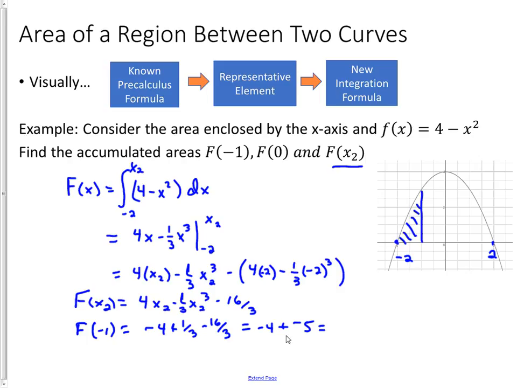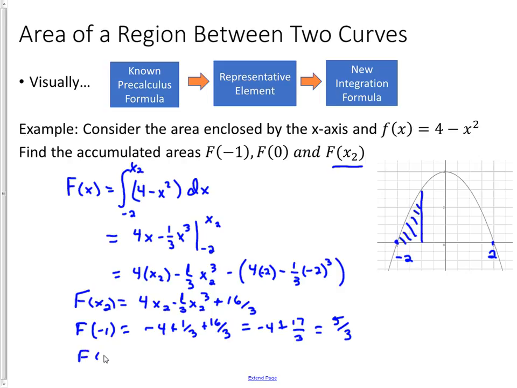Does that work? Minus negative, that should be plus, right? Plus 16/3, my error. So this is going to become plus, in this case, plus 17/3. There we go. And of course, 4 is 12/3, so we take that away. We're going to get 5/3 in this particular case.